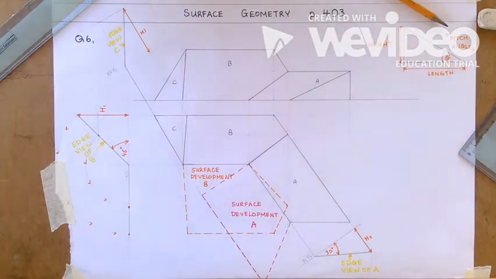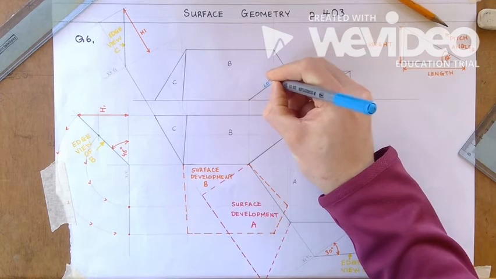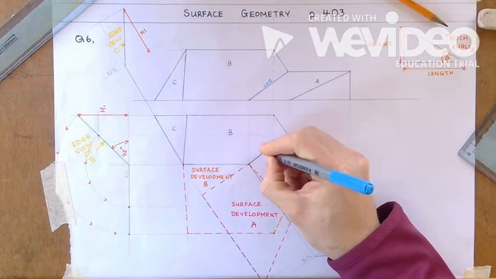The final thing that I have to do for this question is I have to find the dihedral angle between the surfaces A and B. So when you're dealing with the dihedral angle, you need to be able to identify the line of intersection between the surfaces. So there's the line of intersection in elevation, and there it is in plan view.